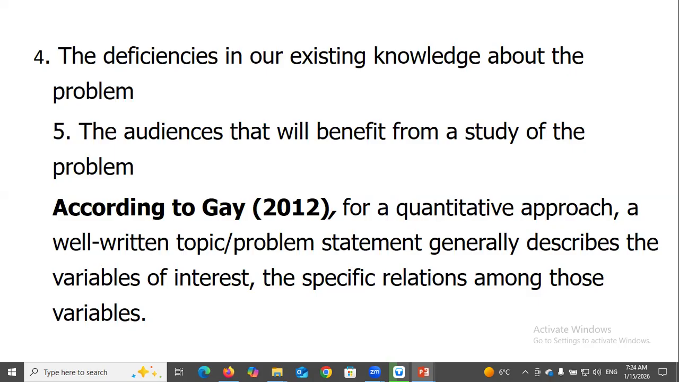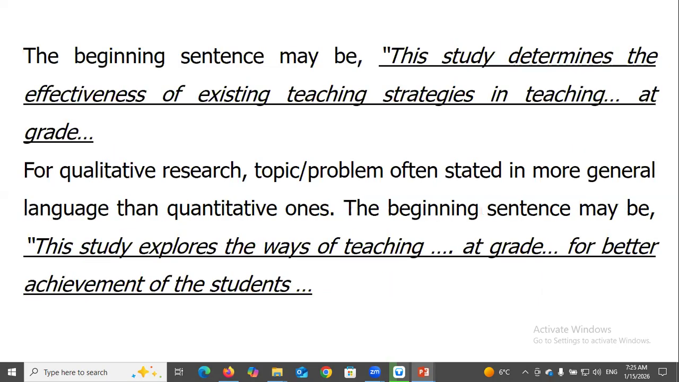According to Gay 2012, for a quantitative approach, a well-written topic problem statement generally describes the variables of interest and the specific relation among those variables. The beginning sentence may be: this study determines the effectiveness of existing teaching strategies in teaching at grade 11, 12, bachelor's, master's, and so on.